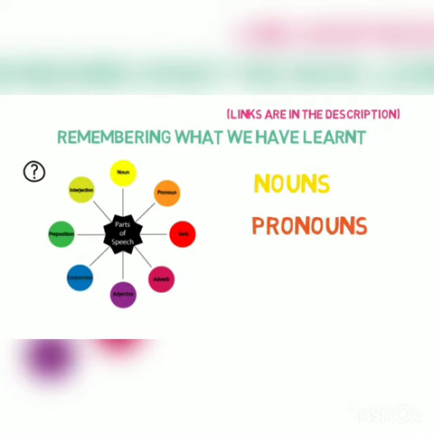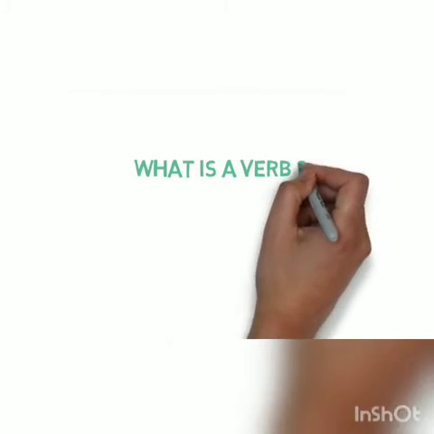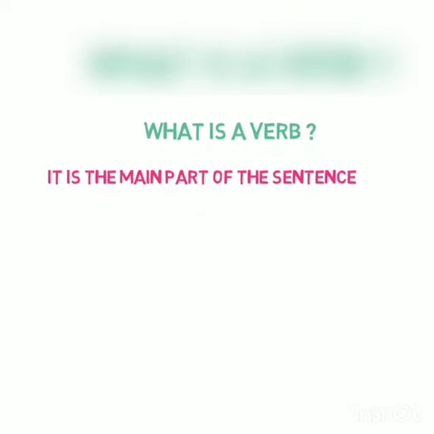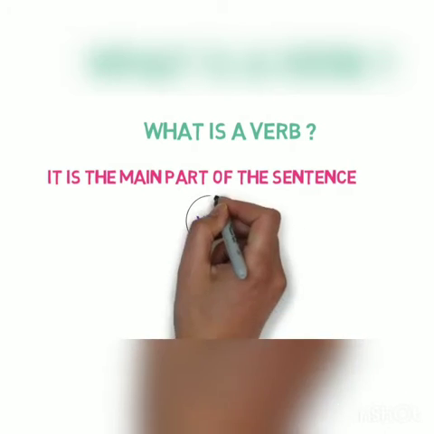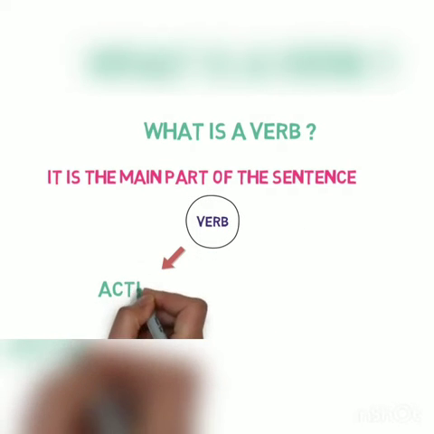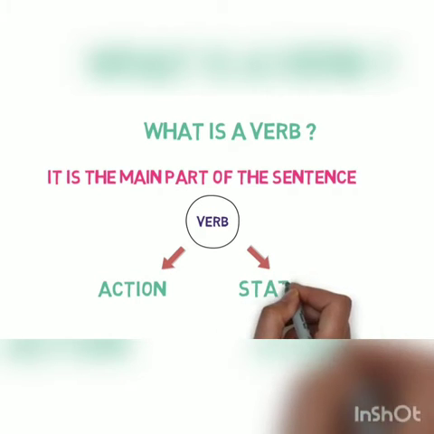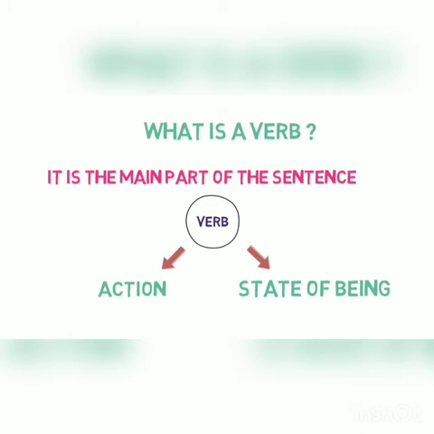In this video, we are going to discuss the third and very important part of speech, that is verbs. So let's begin. What exactly is a verb? A verb is the main part of the sentence. A verb tells us two things about the subject: an action or activity performed by the subject, or a state of being of the subject. In other words, the state or situation of the subject.